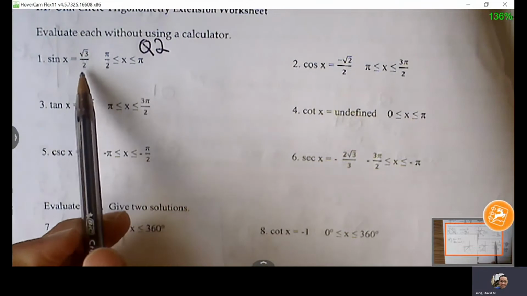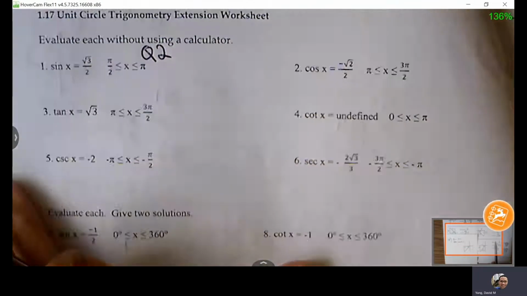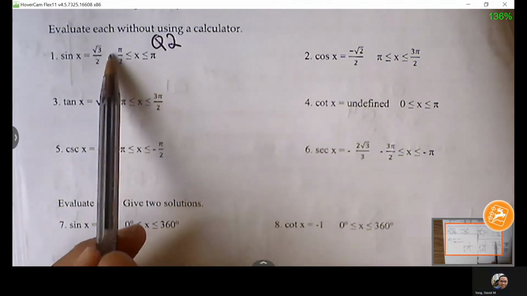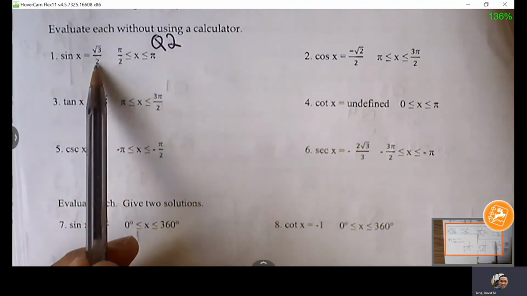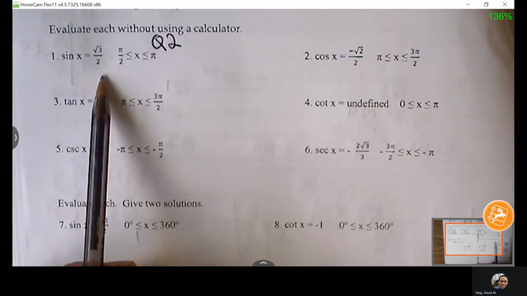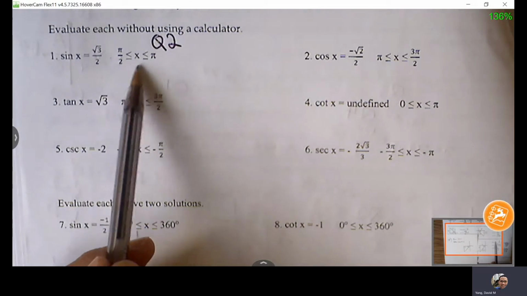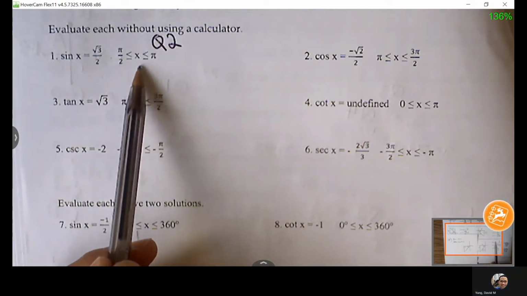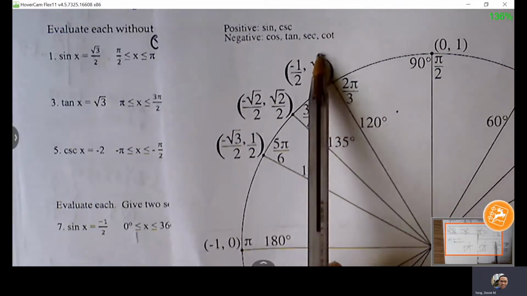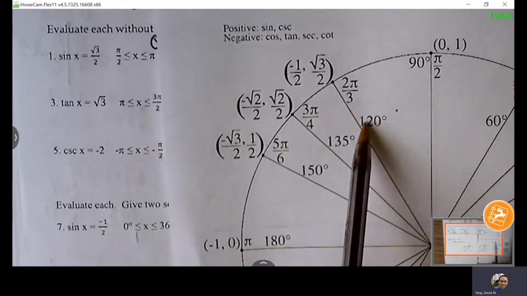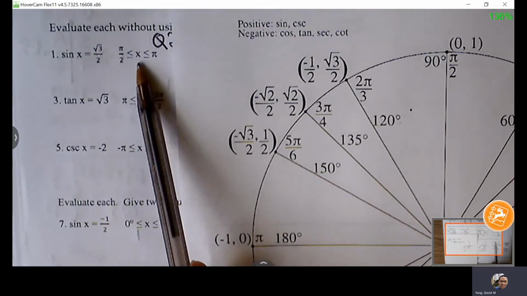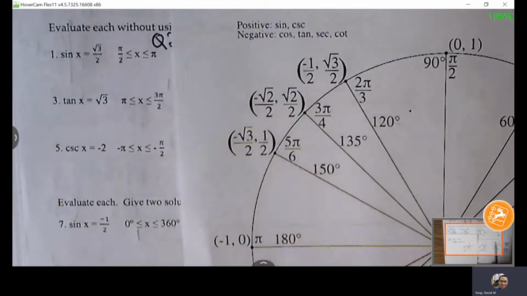So you're just going to look at the second quadrant. You know that sine is basically your y value. So where is sine going to be root 3 over 2 in the second quadrant? But we want to give it in radians. So we go to our unit circle, second quadrant, root 3 over 2 as the y value. 120 degrees is fine, but we want to represent it with the units provided here, so radians, 2 pi over 3.